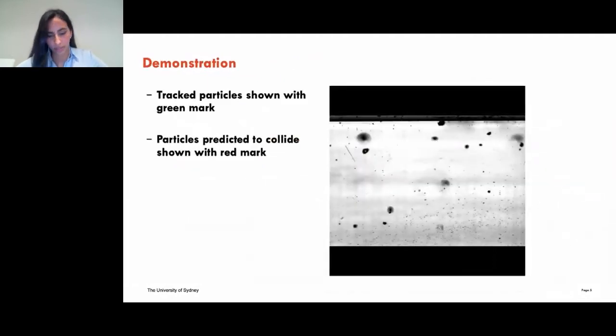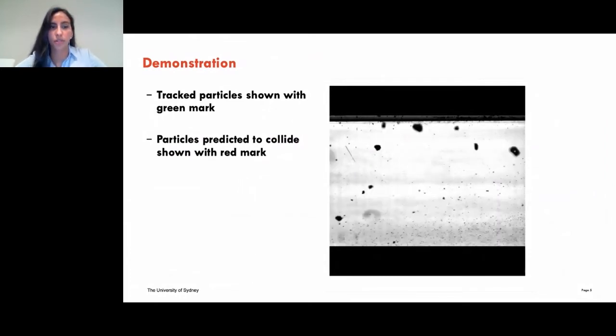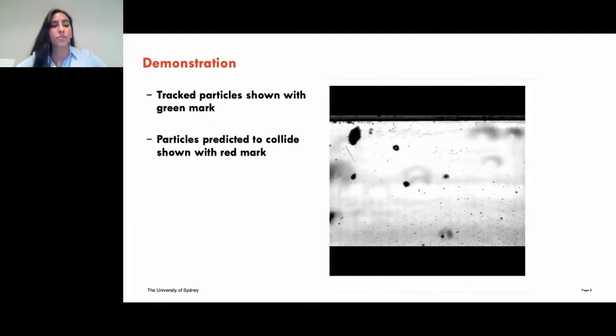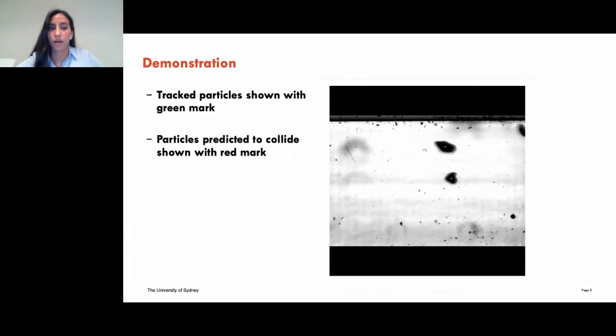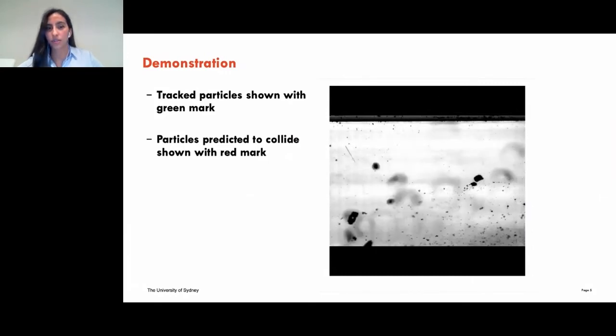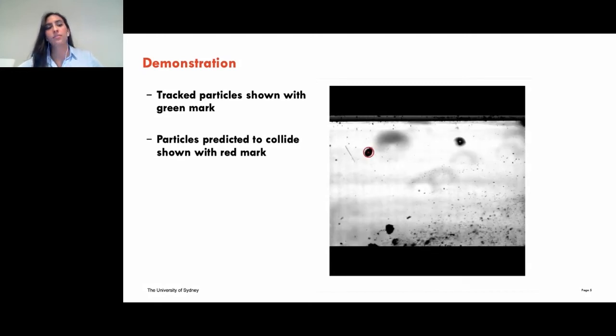To demonstrate this, you can see in the video here that tracked particles are marked in green. Tracked in this case means a velocity was able to be calculated. Particles that are predicted to collide are then marked in red. You can see from this video that the main limitation in capturing all of the particles that collide with the wall is that many particles are unable to be tracked in the first place. This is due to a relatively new code that's being used to calculate particle velocities that is continually developing, so there's potential for this application to improve.